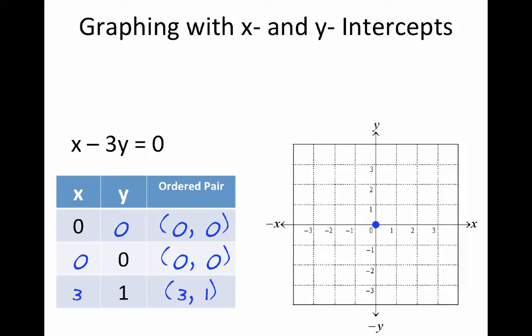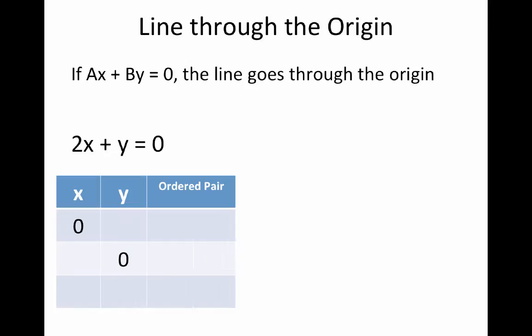When x is 0 and y is 0, there's your point. When x is 3 and y is 1, there's another point on the graph. As soon as we have 2 points, we can draw a line. This line represents the equation x minus 3y is equal to 0, and any point on that line is a solution to that linear equation.